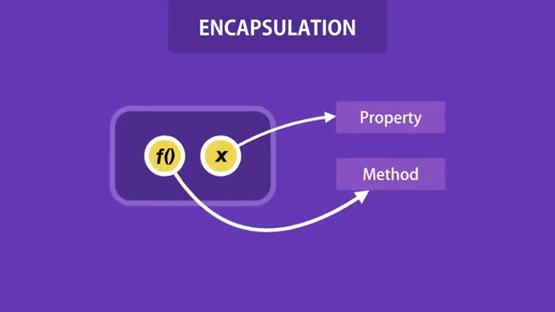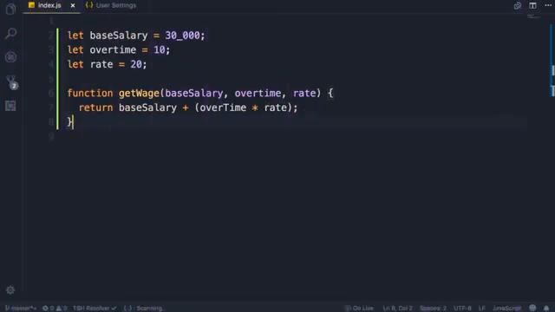Let me show you an example of this in action. So here we have 3 variables: base salary, overtime, and rate. Below these, we have a function to calculate the wage for an employee. We refer to this kind of implementation as procedural. So we have variables on one side and functions on the other side. They are decoupled.